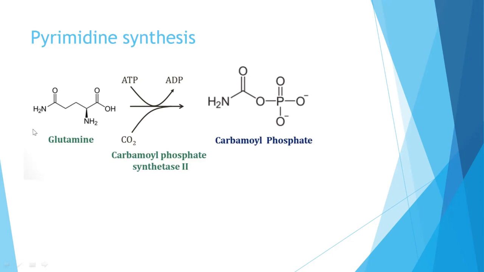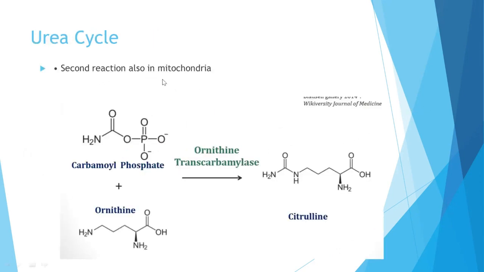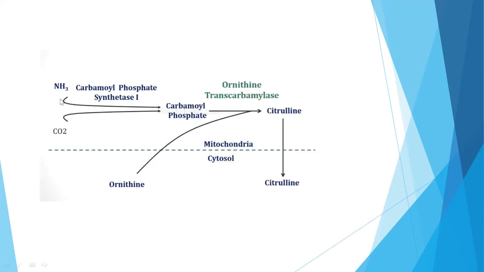In pyrimidine synthesis, glutamine gets attached with CO2 by the enzyme carbamoyl phosphate synthase 2 to form carbamoyl phosphate. The second reaction of the urea cycle also occurs in the mitochondria. The carbamoyl phosphate formed in the first reaction gets attached with ornithine by the enzyme ornithine transcarbamylase to form citrulline. So ammonium combines with CO2 via carbamoyl phosphate synthetase 1 to form carbamoyl phosphate, which combines with ornithine to form citrulline.